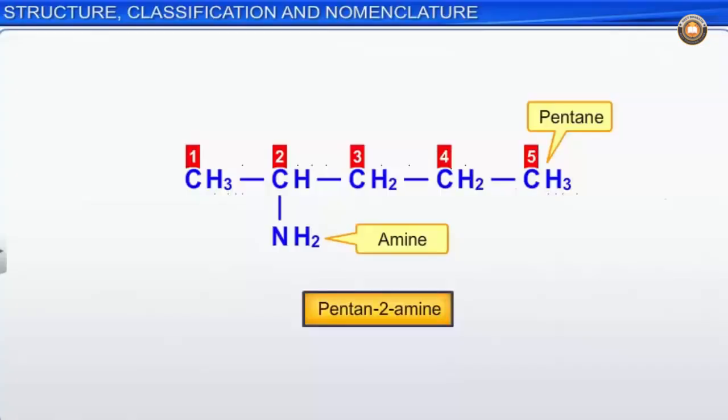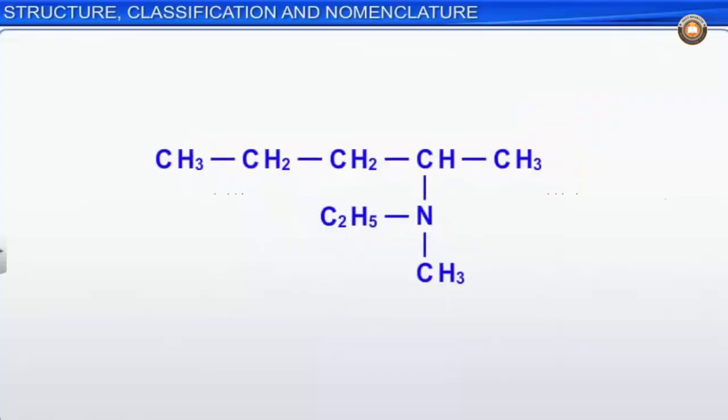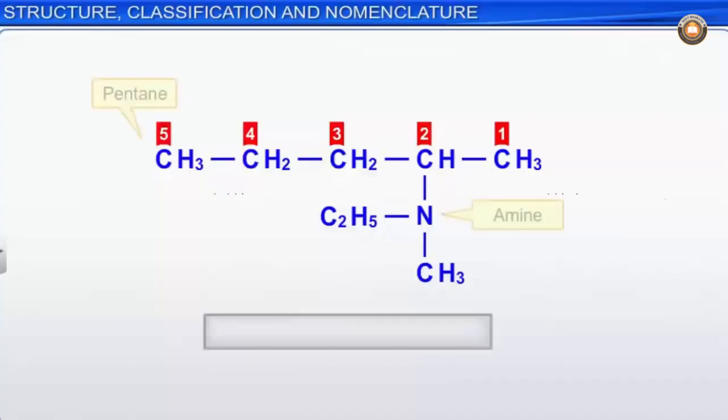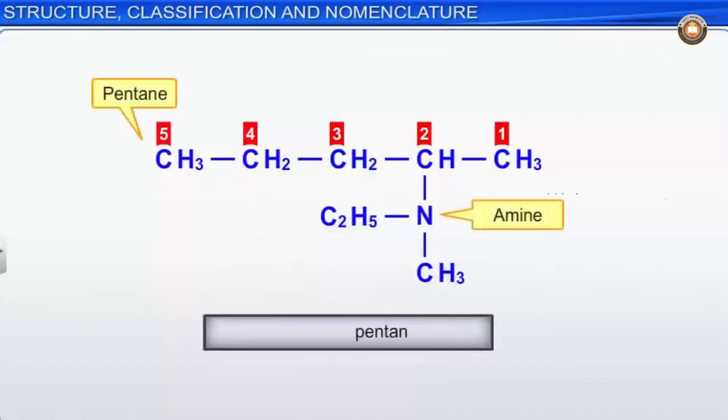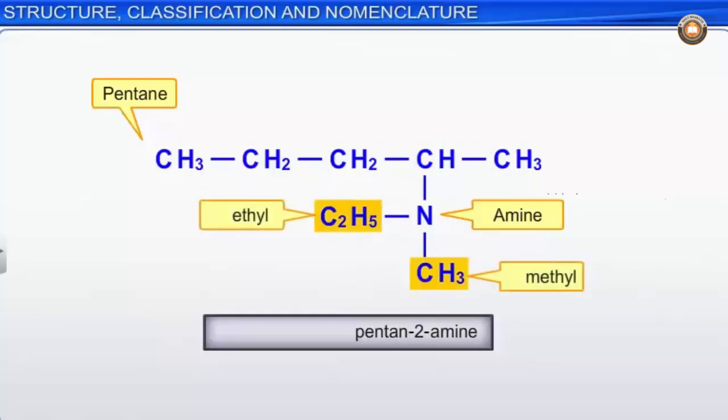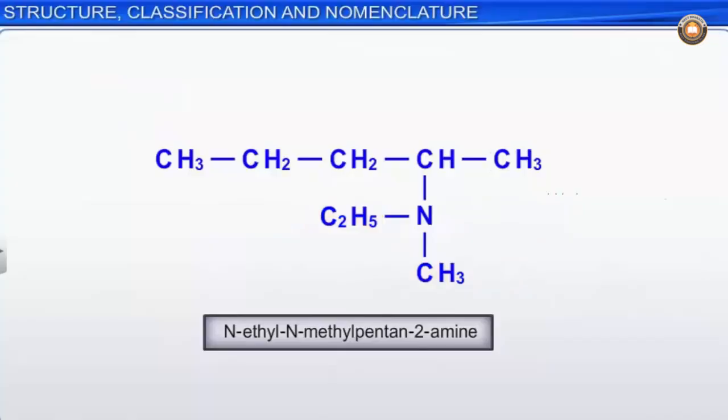Let us try to name the given compound. Here, the longest carbon chain has 5 carbon atoms, and therefore the parent alkane is pentane. Since the nitrogen atom is attached to the second carbon atom, the amine is named pentan-2-amine. The side chains, the methyl and ethyl groups, are prefixed as N-ethyl-N-methyl in alphabetical order. Thus, the complete IUPAC name of this compound is N-ethyl-N-methyl pentan-2-amine.